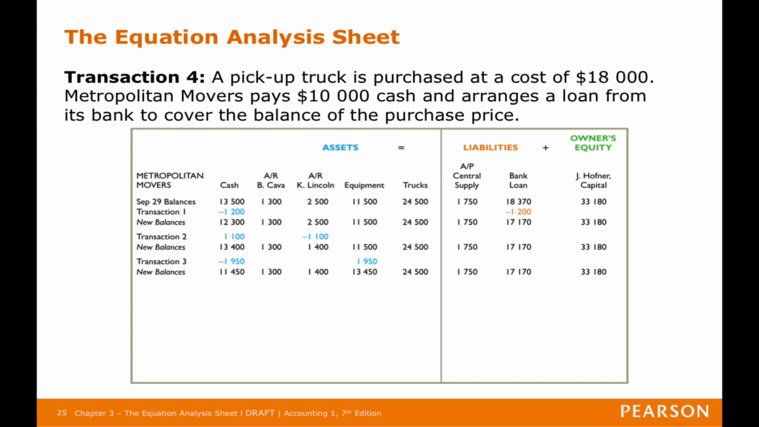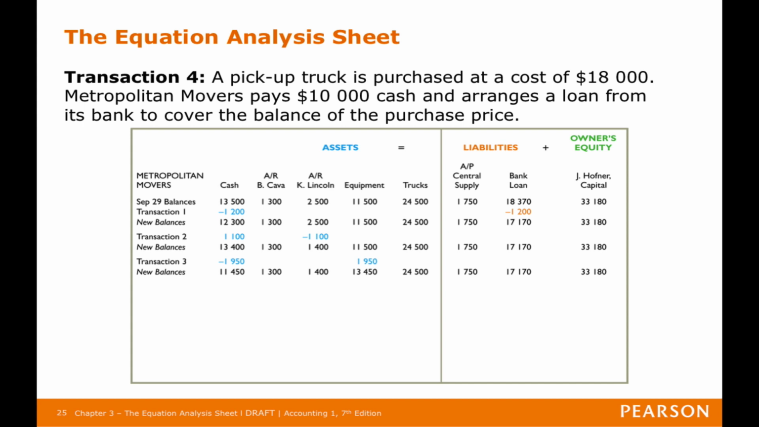The fourth transaction, a pickup truck is purchased at a cost of $18,000. Metropolitan Movers pays $10,000 cash and arranges a loan from its bank to cover the balance of the purchase price. So this is a more complicated transaction than the previous ones, but we'll see that the steps are always the same with the equation analysis sheet. No matter what's happening in the transaction, we always follow the same steps.